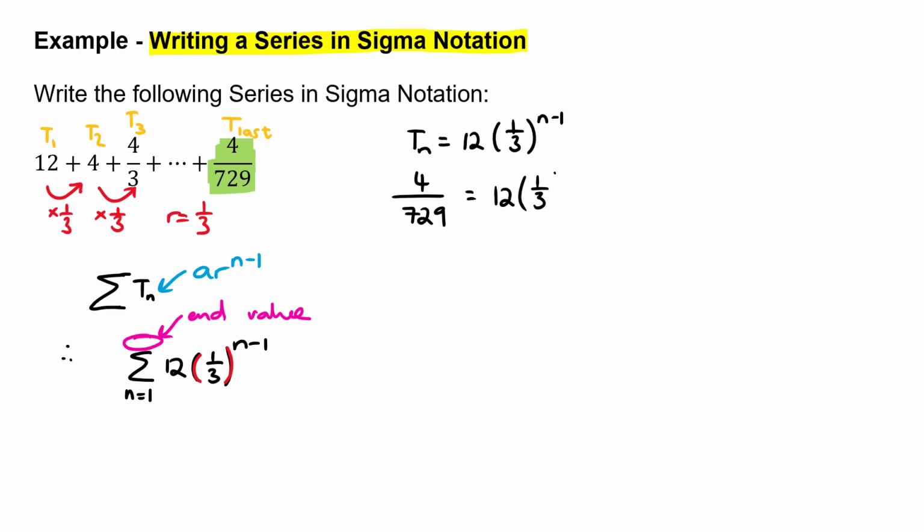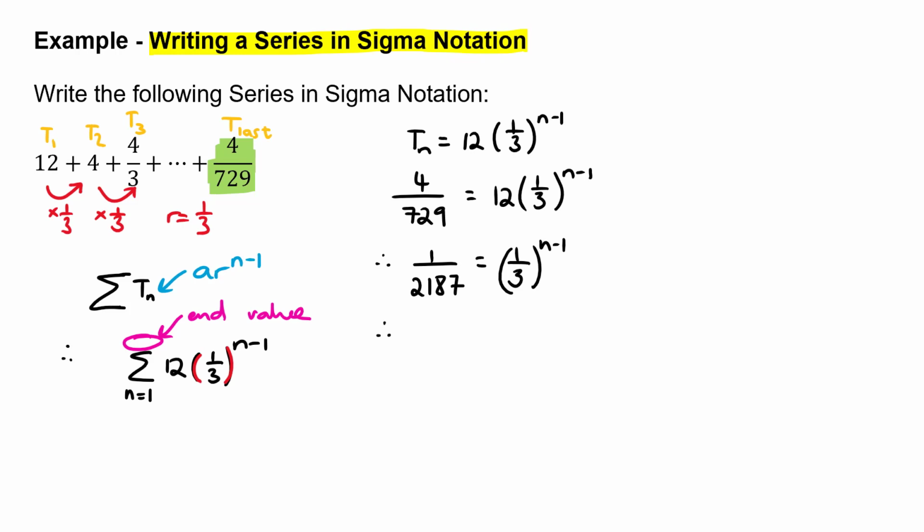And then all we've got to do is solve for that position n. And so when we do that, we can divide both sides by 12. 1 over 2,187 is equal to a third to the power of n minus 1. We use a log to solve for n.